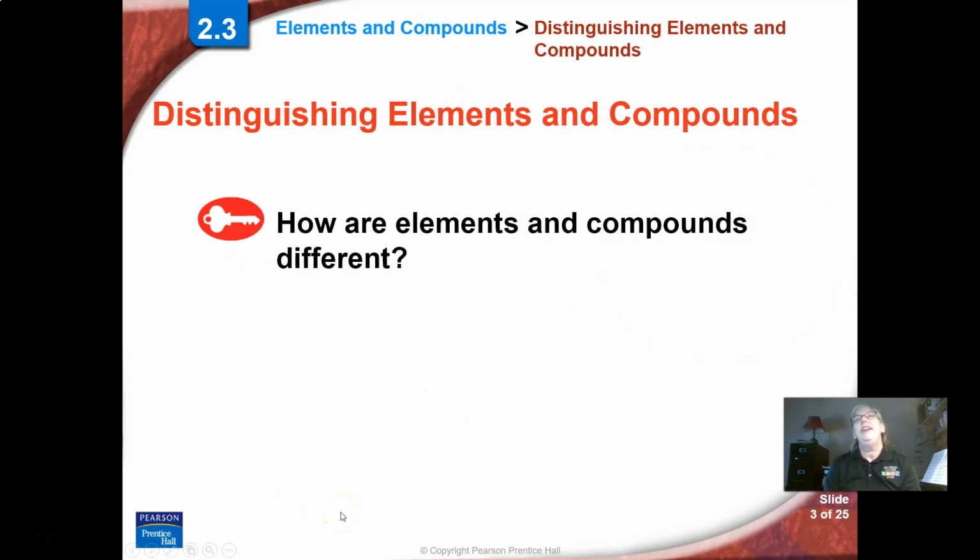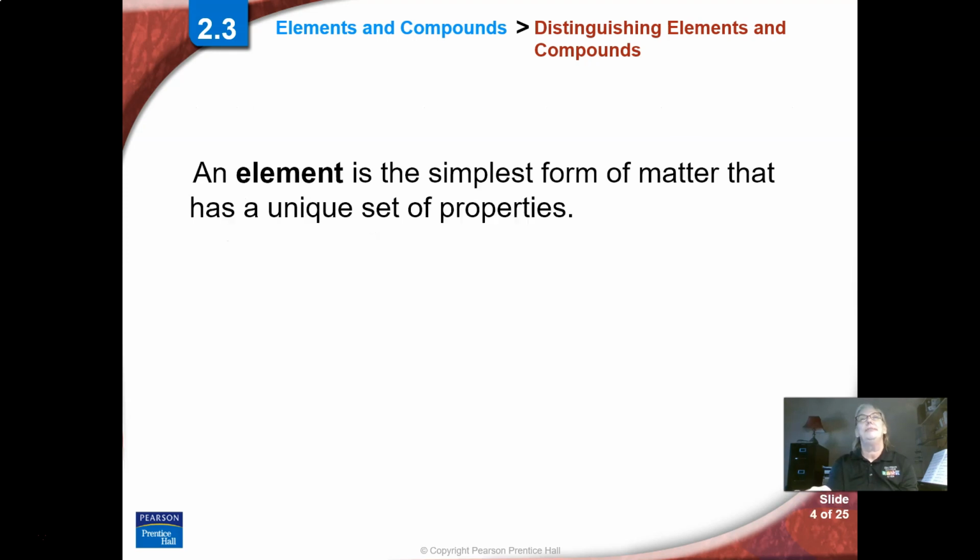So we want to find out how elements and compounds are different. You probably heard of elements before, and they're listed on the periodic table. So let's see how they're the same, how they're different. So an element is the simplest form of matter. It has unique sets of properties. So it has unique things like boiling point and color and a melting point.